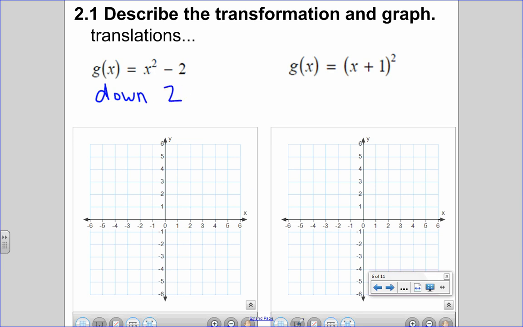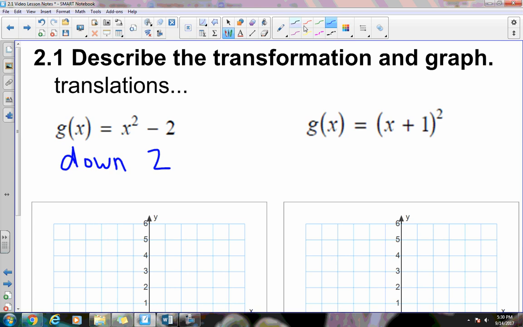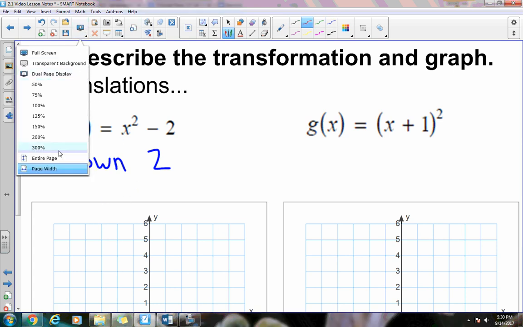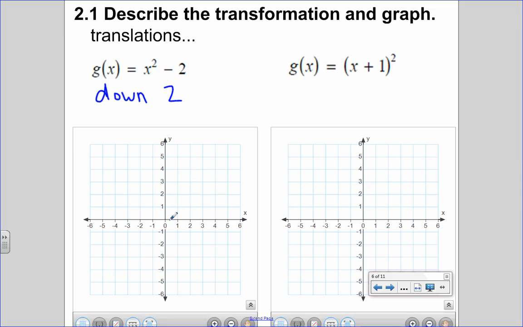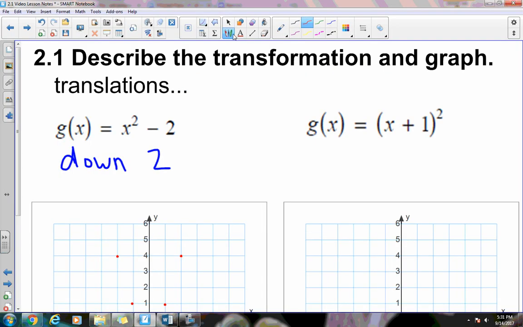When I graph it, here's where I'm going to refer to those key points. I'm going to make them red like we had in our parent function sheet. Boom. Full screen. Okay, so here's my parent function points. I've got 0, 0, 1, 1, negative 1, 1, 2, 4, and negative 2, 4. Those are the key points on the parent function. When I want to graph it and move them all down 2, I'm going to use another color.